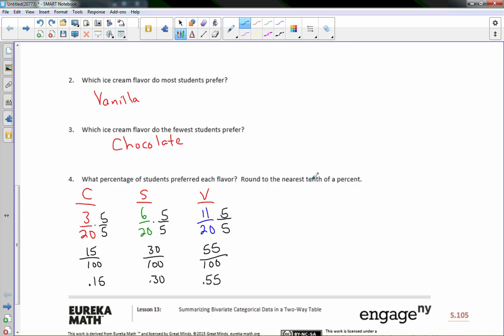It says round to the nearest tenth of a percent. Okay, well, these are percentages here, so 0.15 is 15%. 0.30 is 30%. And 0.55 is 55%. Since I chose 20 for my denominator, I did not need to round in this case. If your class size was 18, then yes, you would have to do some rounding. Okay, so there's how you do percentages.